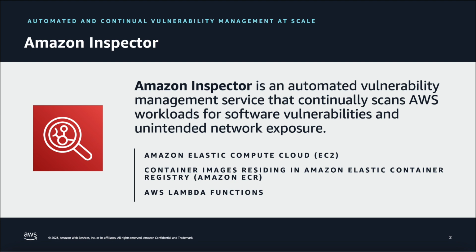Inspector automatically discovers and scans running EC2 instances, container images in Amazon Elastic Container Registry, and AWS Lambda functions. Inspector creates a finding when it discovers a software vulnerability or network configuration issue. A finding describes the vulnerability, identifies the affected resource, rates the severity of the vulnerability, and provides remediation guidance. You can analyze findings using the Amazon Inspector console or view and process your findings through other AWS services.